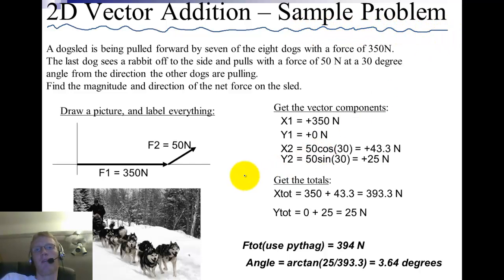Here's another example, completely worked out, of how to do vector addition to solve an actual word problem. So I think maybe I'll let you guys read through this problem, look at what I've done. I've gotten components, then I've gotten the totals in the two directions, and then I've used the Pythagorean theorem. So try to read through this one on your own.